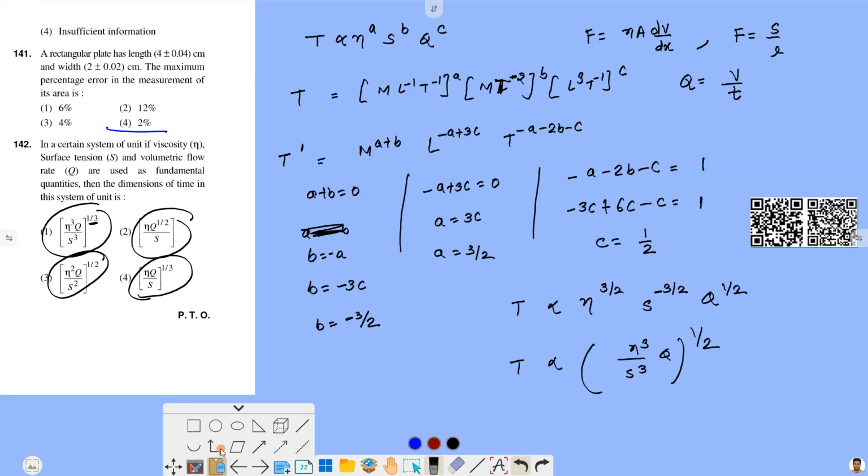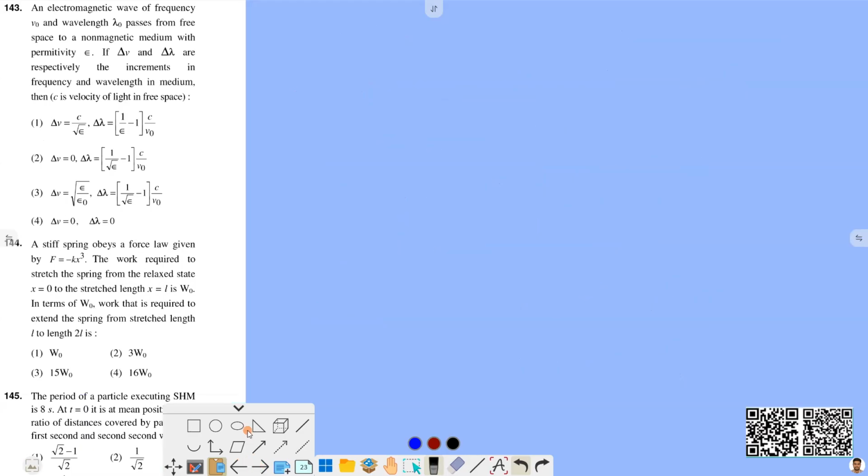Now let us move ahead to the next one, 143. An electromagnetic wave has frequency nu node, wavelength lambda node, passes from the free space into a non-magnetic medium with permittivity epsilon. If delta nu and delta lambda are the respective increments in the frequency and the wavelength in the medium and c is the velocity of light, then we have to calculate delta nu and delta lambda.